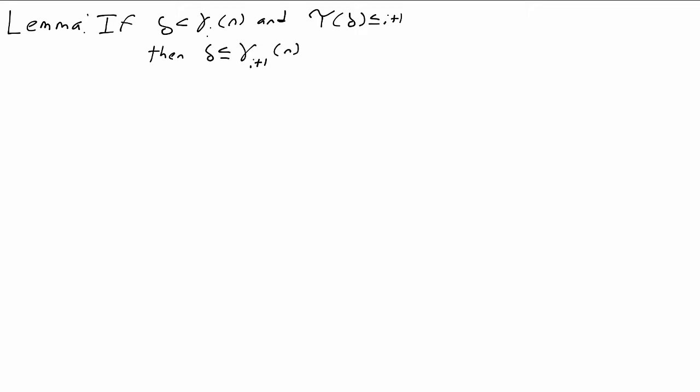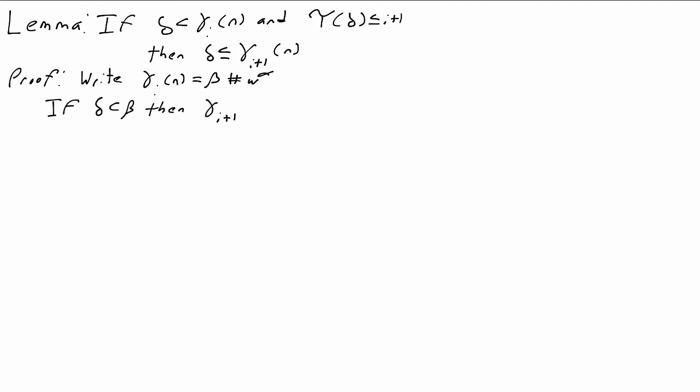In particular, if δ is less than γ_i(n), and tau of δ is less than or equal to i+1, then δ is less than or equal to γ_{i+1}(n). So γ_{i+1}(n) is smaller than γ_i(n), but as we drop from γ_i(n) to γ_{i+1}(n), we don't skip any ordinals of low complexity. To prove this, take a look at γ_i(n). Again, we write γ_i(n) as β plus ω to the α, where ω to the α is the smallest term. If δ is less than or equal to β, then since γ_{i+1}(n) is greater than or equal to β, also γ_{i+1}(n) is greater than or equal to δ. So assume that δ is greater than or equal to β.